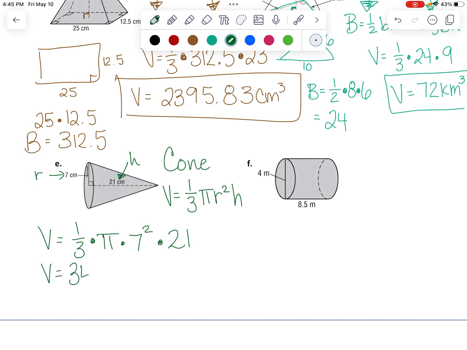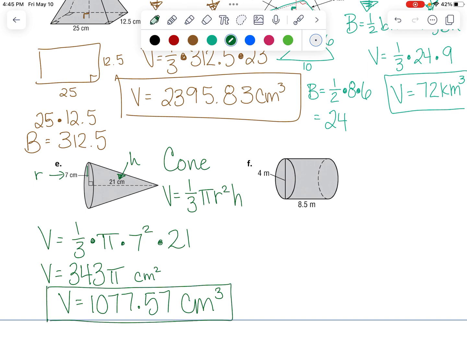Now, some of y'all might find that your calculators are fancy and it does the exact answer, but you don't need the exact answer. Many calculators will not. Volume, when I type all of that into my calculator, is 1077.57 centimeters cubed. If you do the exact, it would be 343 pi centimeters cubed, but you don't need both answers.